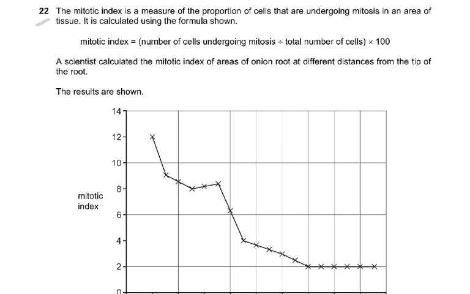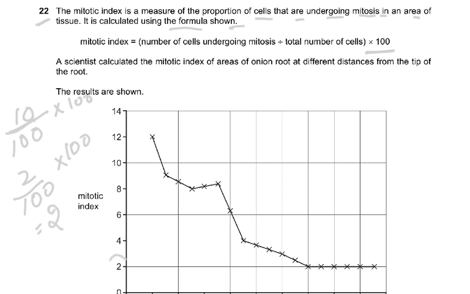Question number 22. The mitotic index is a measure of the proportion of cells that are undergoing mitosis in an area of tissue. It is calculated using the formula: mitotic index is the number of cells undergoing mitosis over the total number of cells, times 100. Say 10 cells are undergoing mitosis, and the total number of cells that we have is 100. So 10 over 100 times 100, so this will be 10. But if you have 2 out of 100 times 100, then the answer is 2.